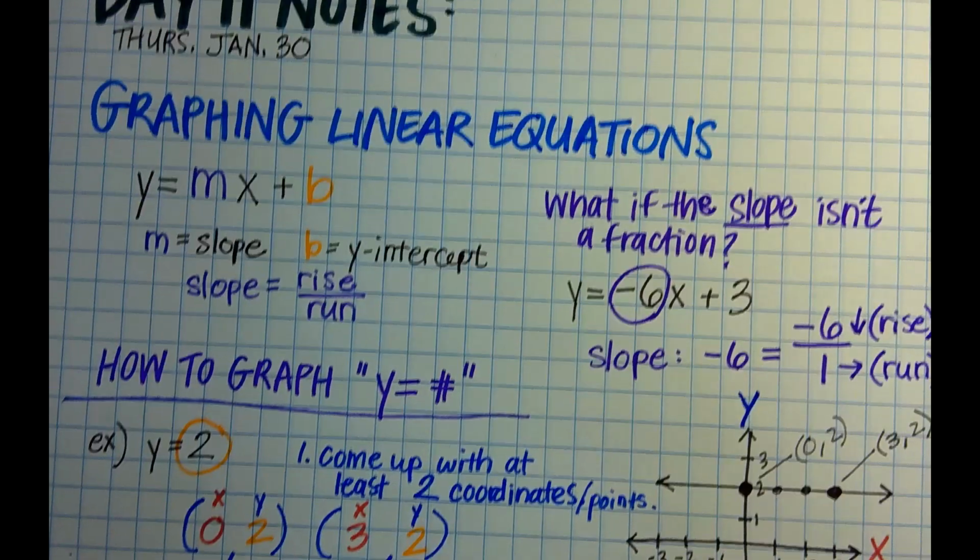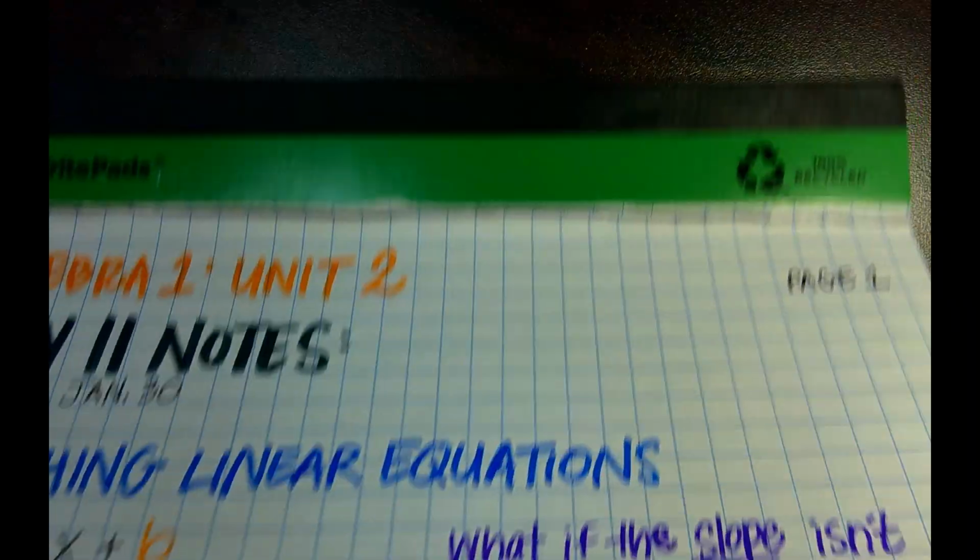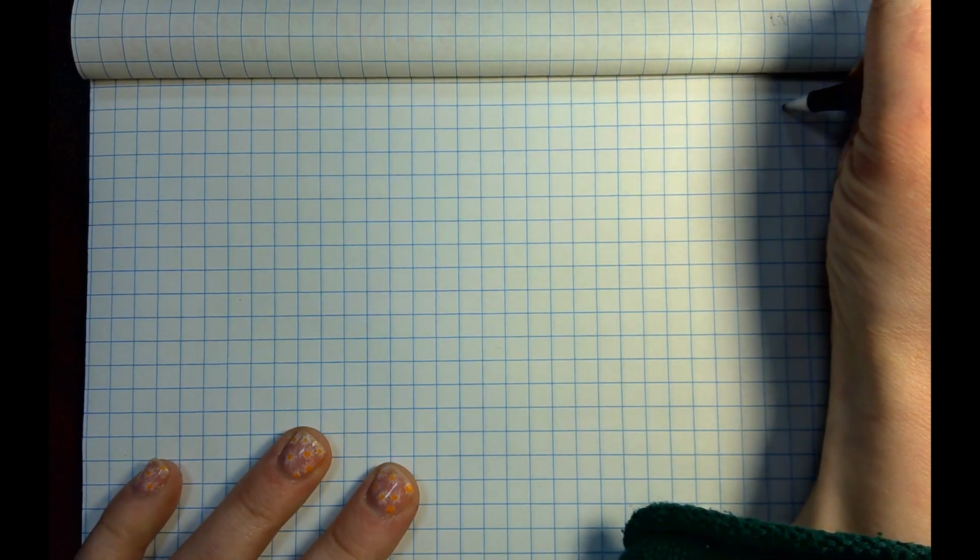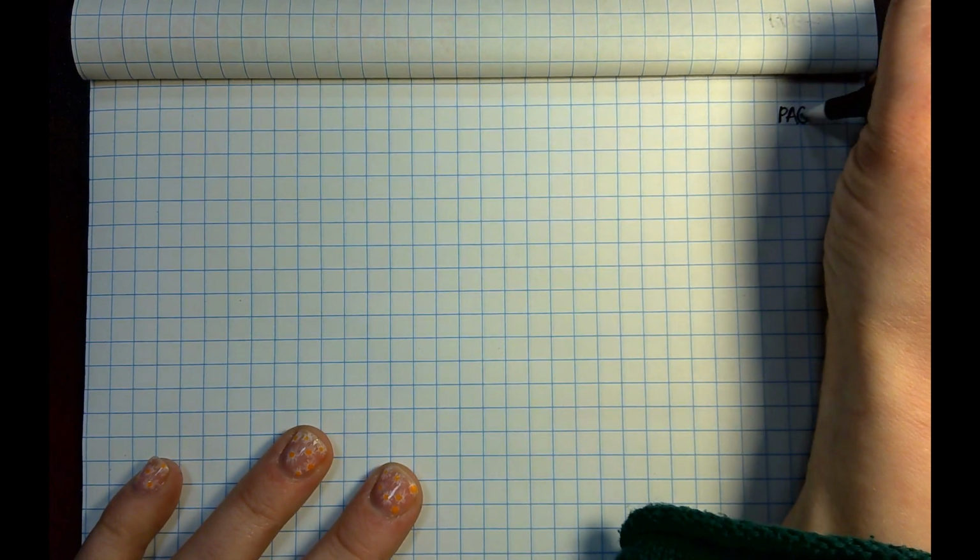So, on our notes, I'm going to start a new page and just make another little key for us to be able to look back at. So I'm going to write page 2, because that's what page I'm on. And I'll label my page again.